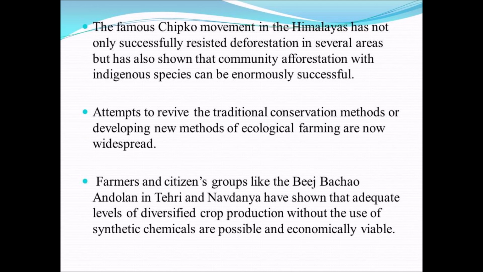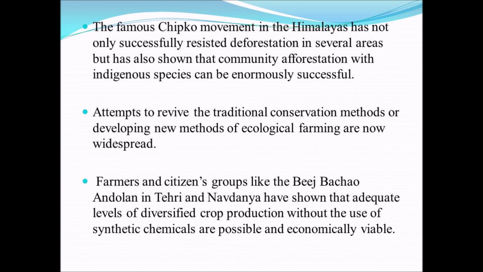The famous Chipko movement in the Himalayas has not only successfully resisted deforestation in several areas, but has also shown that community afforestation with indigenous species can be enormously successful. Attempts to revive the traditional conservation methods or developing new methods of ecological farming are now widespread. Farmers and citizens groups like the Beej Bachao Andolan in Tehri and Navdanya have shown that adequate levels of diversified crop protection without the use of synthetic chemicals are possible and economically viable.